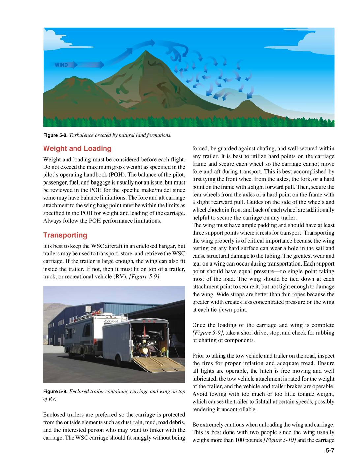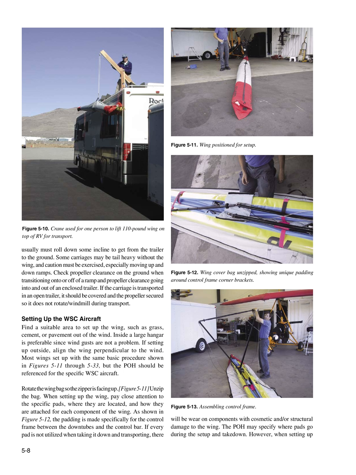Avoid towing with too much or too little tongue weight, which causes the trailer to fishtail at certain speeds, possibly rendering it uncontrollable. Be extremely cautious when unloading the wing and carriage. This is best done with 2 people since the wing usually weighs more than 100 pounds, Figure 5.10, and the carriage usually must roll down some incline to get from the trailer to the ground. Some carriages may be tail heavy without the wing, and caution must be exercised, especially moving up and down ramps.